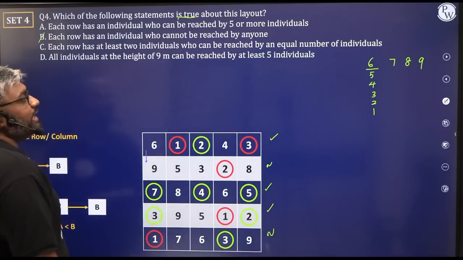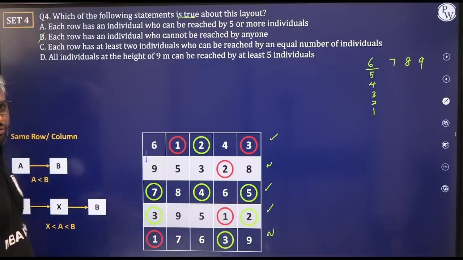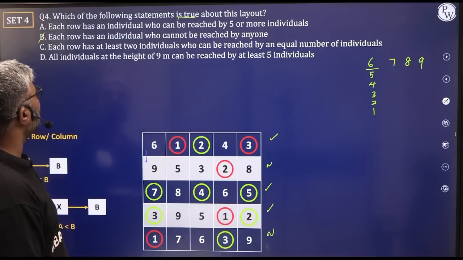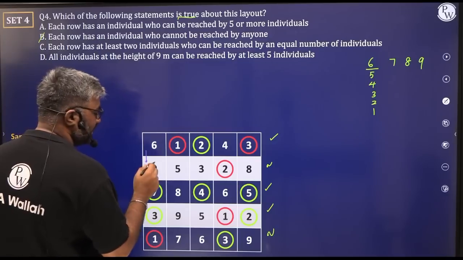All individuals at the height of 9 can be reached by at least 5. If we can eliminate this, then again we'll be left with 2. I think we should do for the entire thing, right? पूरा करना ही पड़ेगा. Or maybe no. चलो let's देखते हैं. इसको देखते हैं, ये वाला 9 को देखते हैं.